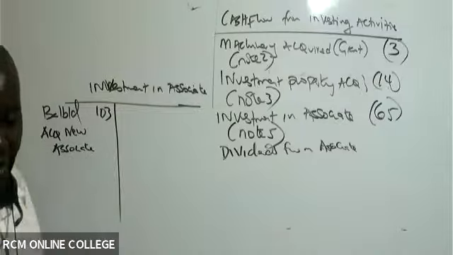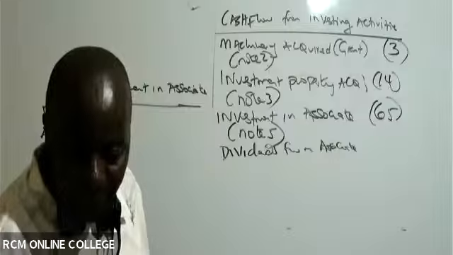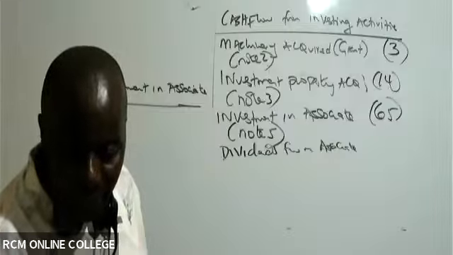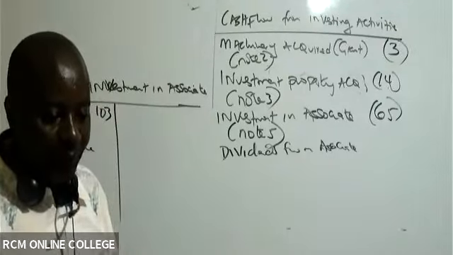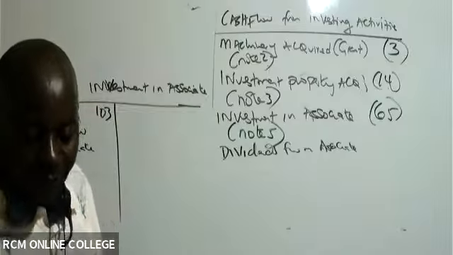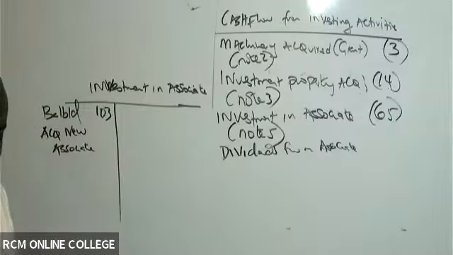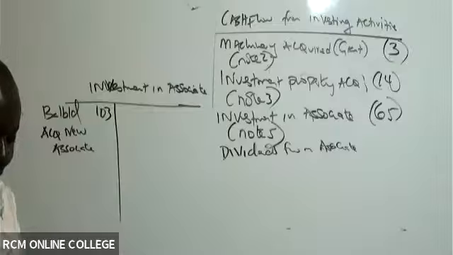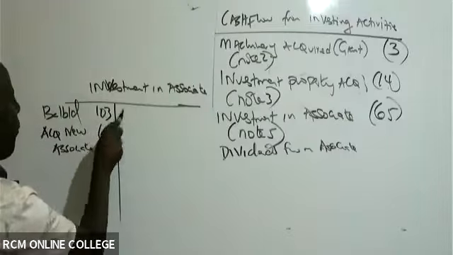We acquired a new associate at how much? Note number 5. Check there. Note 5: during the period, 5 million in cash was spent on investment in associates. 65. And then we were very lucky.